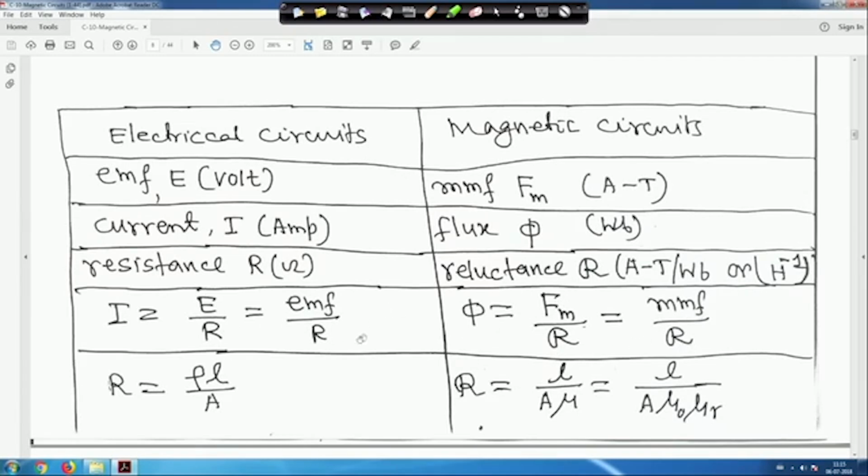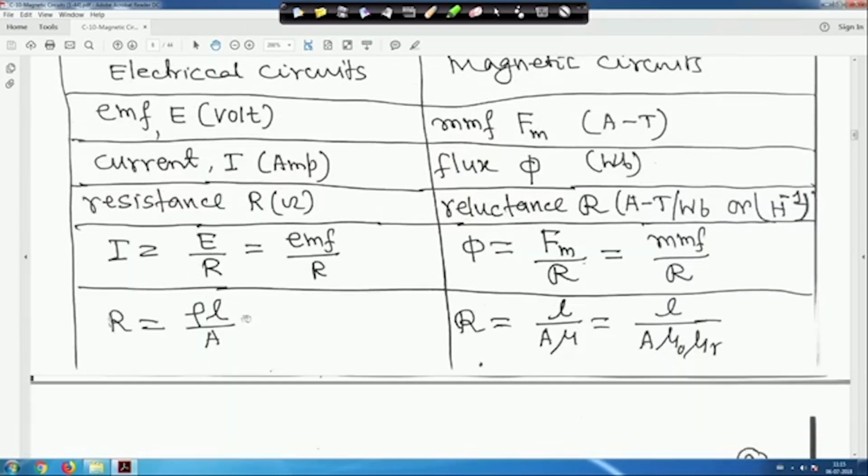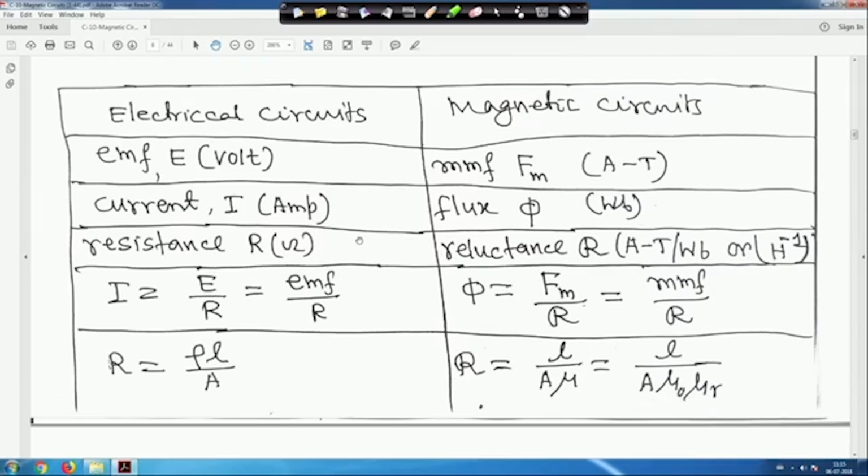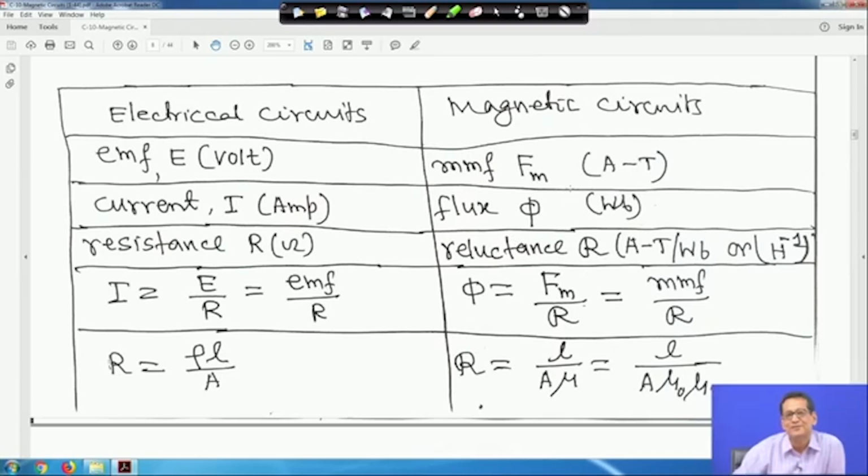Here it is EMF upon resistance, here it is mmf upon reluctance, and R is equal to rho L upon A. In the case of reluctance, it is L upon A mu, that is L upon A mu 0 mu R, where mu is equal to mu 0 mu R. This is the analogy between the electrical circuit and the magnetic circuit. When you solve the magnetic circuit, we follow the same way as you do with superposition or current. Here also we can draw the magnetic circuit and solve it like this, right? So things are very simple.